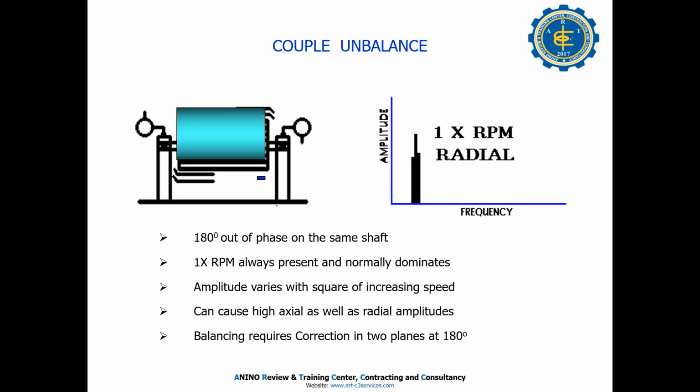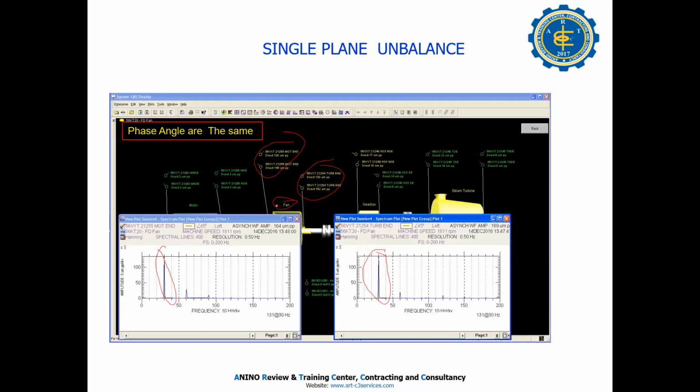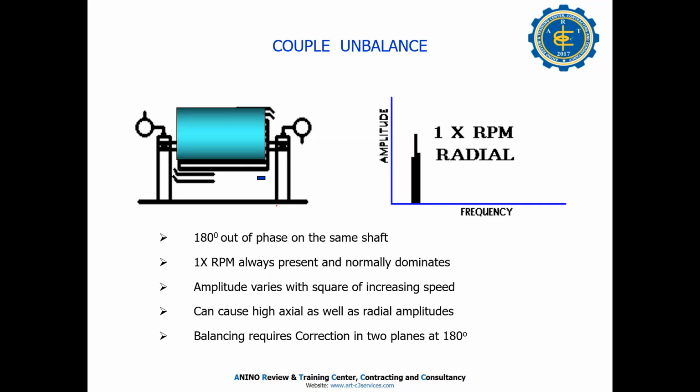Okay. So that is the unbalance of the fan. Now, in the previous slides, when we balance the fan from the GE personnel. So couple unbalance, 180 out of phase. So out of phase. Couple unbalance, so one time RPM is always present.